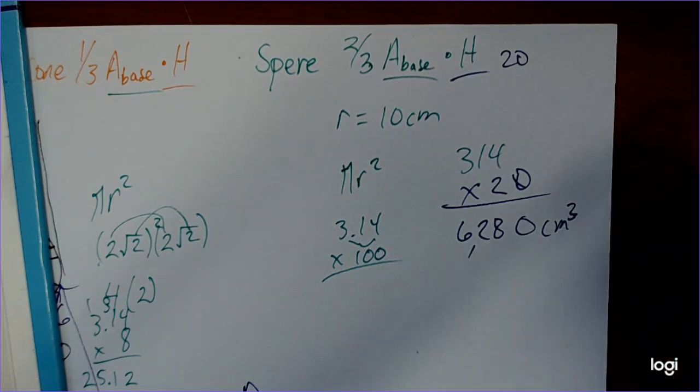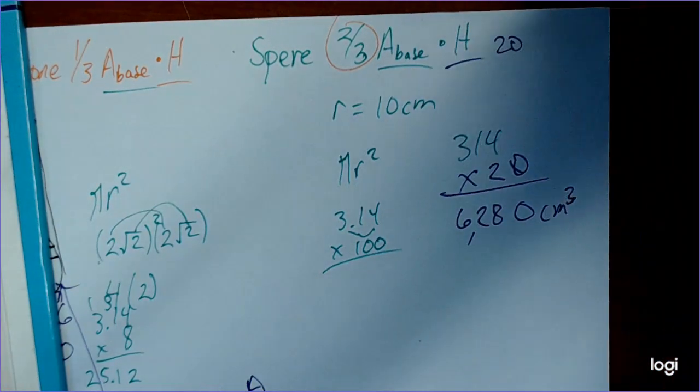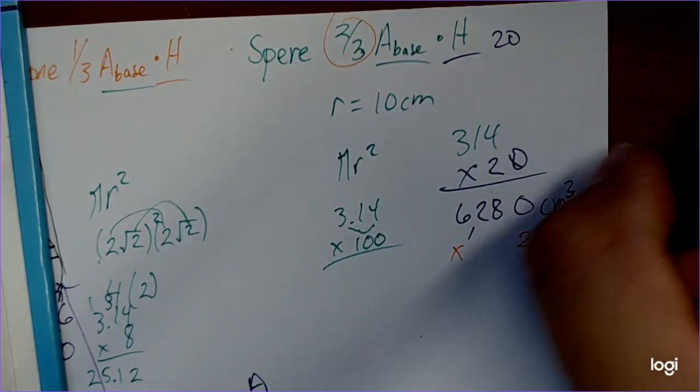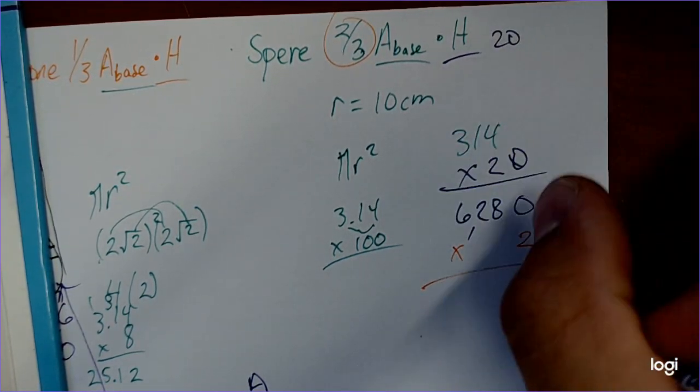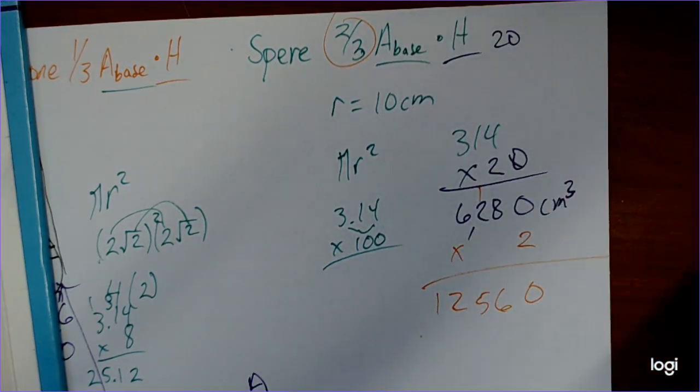Wow, that's a lot. Except I cannot forget about the 2/3. Right? Oh, I dropped my marker cap. So now I have to take 6,280. I have to multiply it by 2 and divide it by 3. Ugh. Okay, so let's start with the multiply by 2. That's going to be 0. That's 16. That's 4, 5. And then that's 12. Okay, cool.